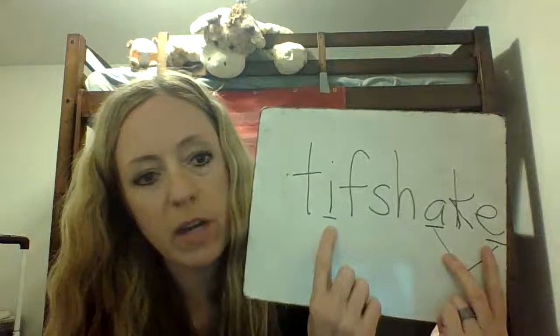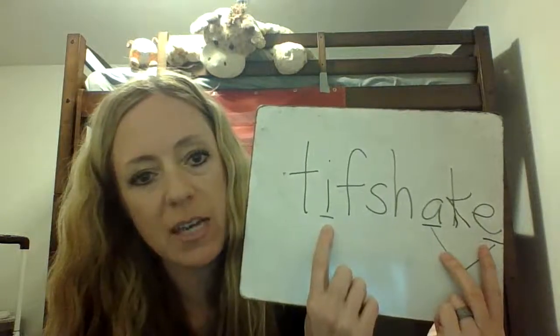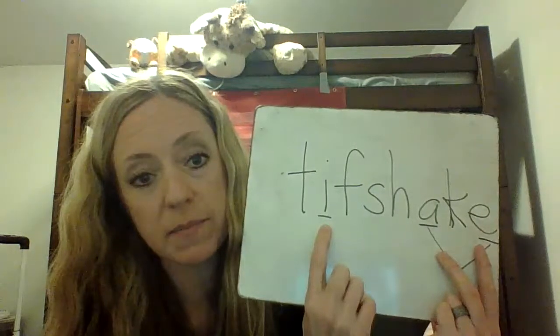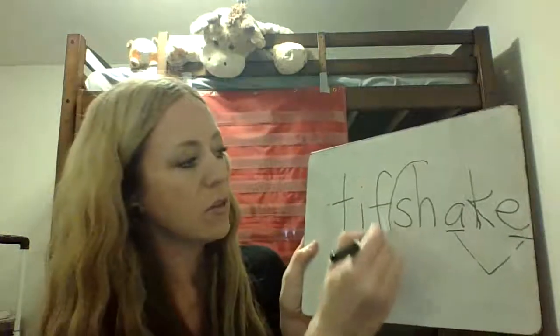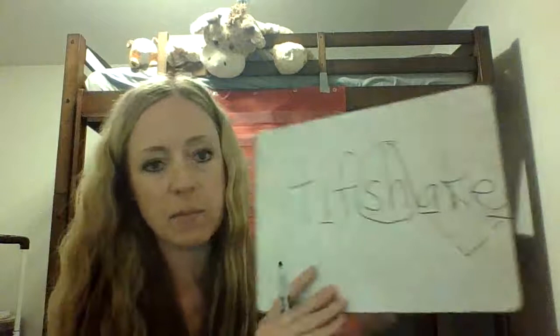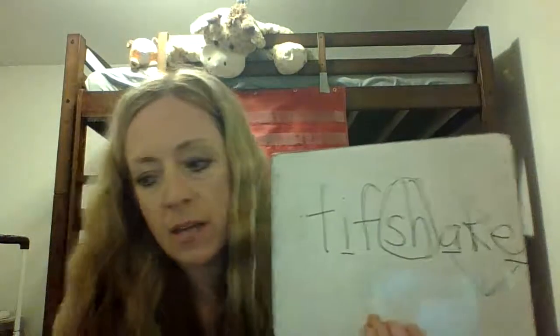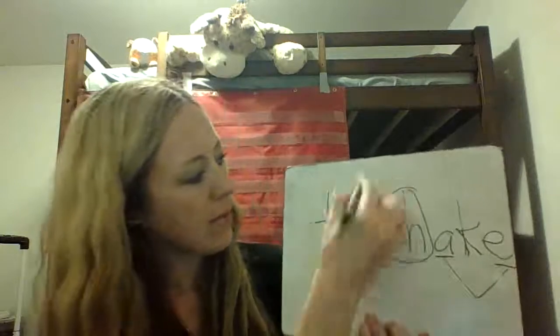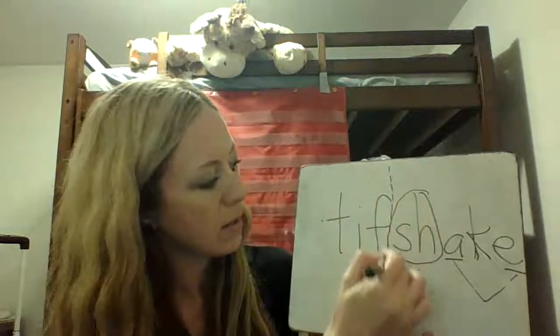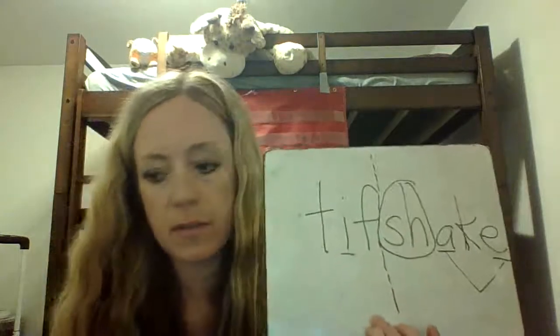So if there's 3, it makes it harder because we can't just split between the 2. So if there's 3, we've got to look closely. Are there any of those letters that stay together? Always. If you said SH, you are correct. So I'm going to circle those because they're a digraph that cannot be split up. 2 letters that make one sound, sh. Okay, so now I know those stay together, so we're going to go ahead and split here into the 2 syllables.